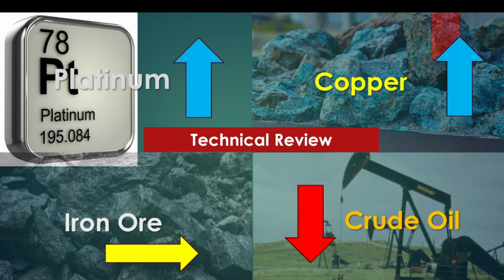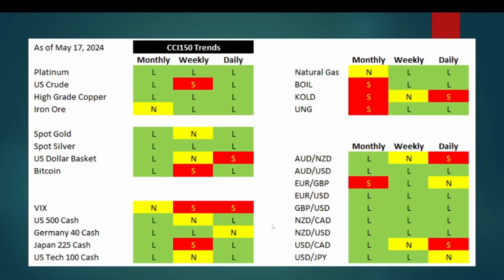This is the platinum, copper, crude oil and iron ore update. And we've got a trading strategy for you as well. First off with the heat map, you can see there at the top left, we've got the platinum, crude oil, copper and iron ore CCI 150 trends. On the monthly, we're predominantly bullish, with the exception of iron ore, it's neutral. Likewise, on the weekly, with the exception of crude oil, it's bearish on the weekly, and bullish along all time frames on the daily for all instruments. And you can see there the other instruments we cover in various other videos occasionally.